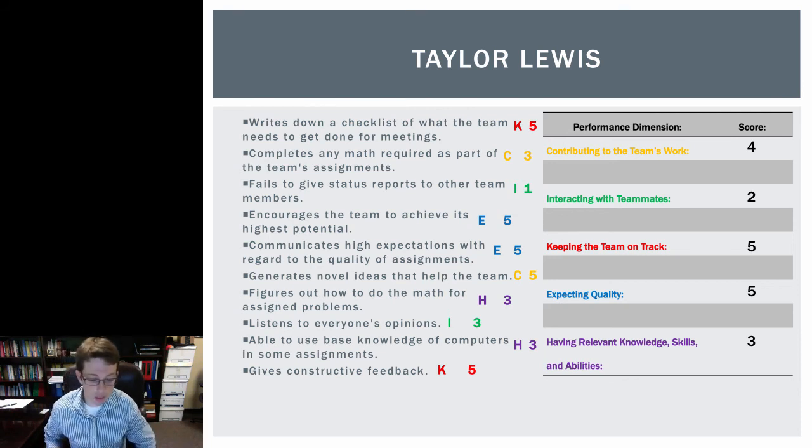So interestingly, we can see that Taylor was a much better performer than Robin overall. However, there was one area where Robin did much better. If we think back to Robin's scores, she actually had a score of 5 on the having relevant knowledge, skills, and abilities, while Taylor received a score of 3. This highlights the importance of thinking about team performance along different dimensions and different categories.